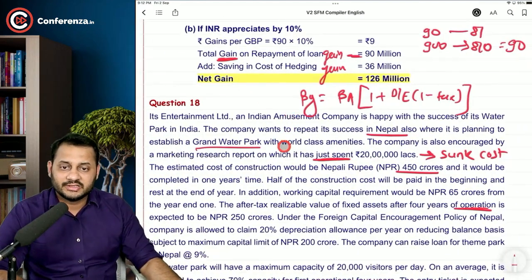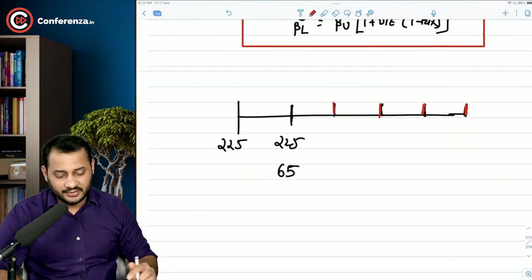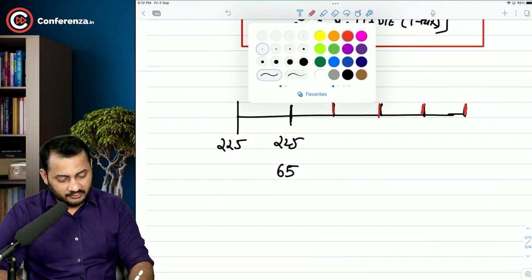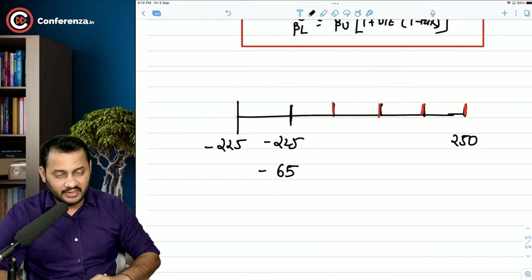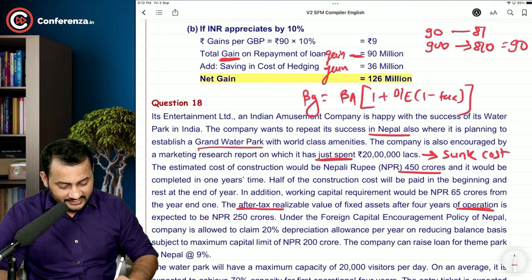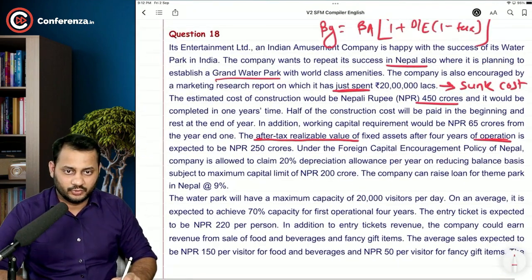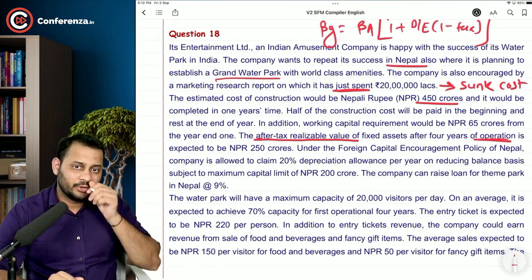And what the question is saying, after tax net realizable value of the fixed assets after the 4 years of operation is expected to be 250 crores. See, question is clear about the capital gain tax and everything. And that's why they have clearly written this 250 crore is the after tax realizable value. Cool. So once you dismantle everything after 4 years, you will get 250 crore.